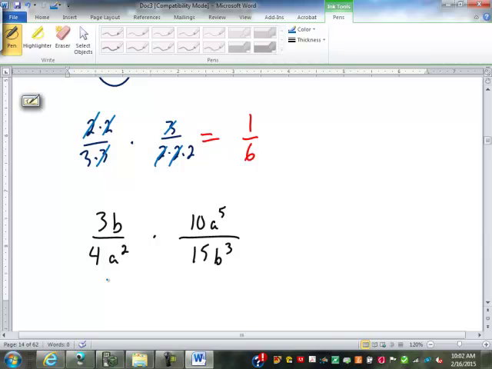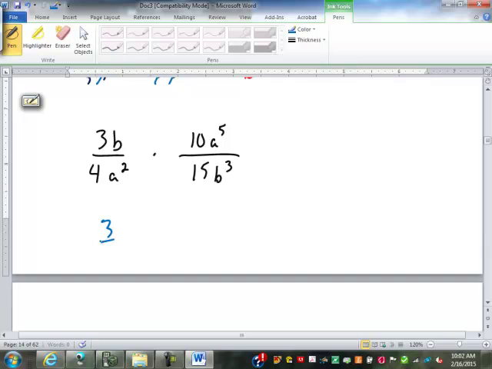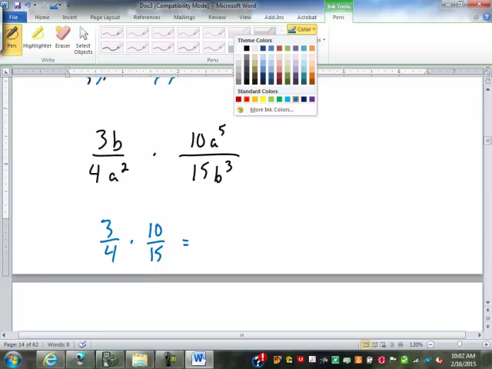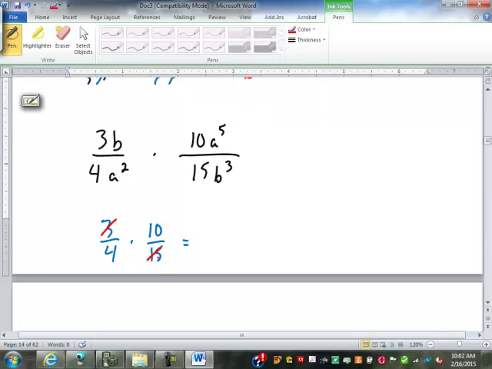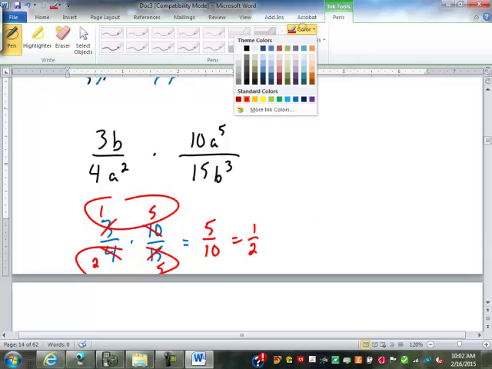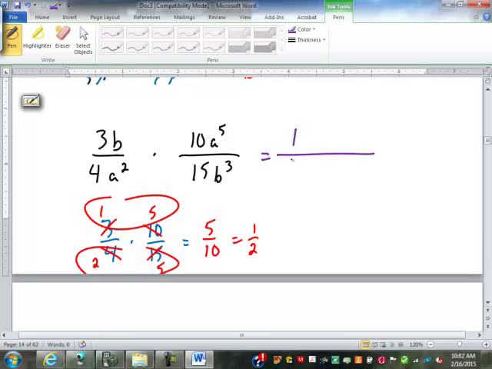We can take out the numbers. We can treat the numbers and the variables separately. Let's pull out the numbers. 3/4 times 10/15. We can cross cancel the 3 and the 15 to make 5 and 1. The 4 and the 10 we can cross cancel to become 2 and 5. 1 times 5 is 5. 2 times 5 is 10. Now, of course, that can still be reduced to 1/2. Good. Now, what that's telling us is the numerical part of our answer is going to be 1 over 2.